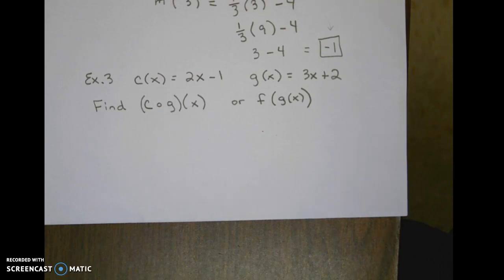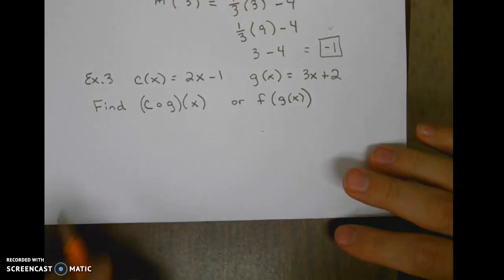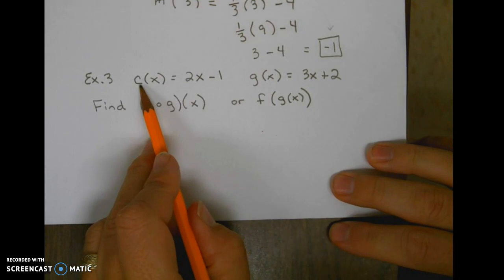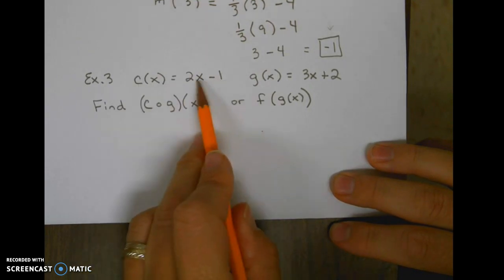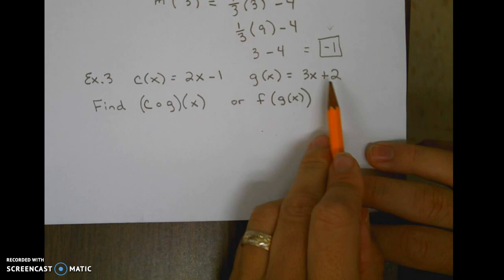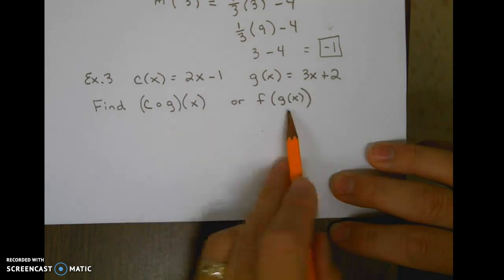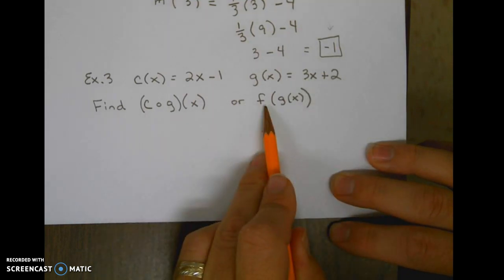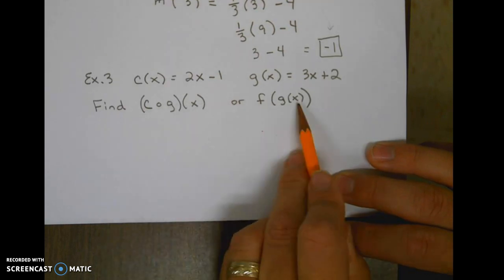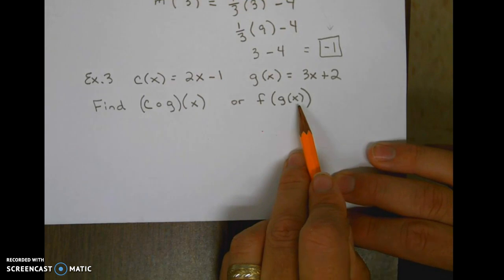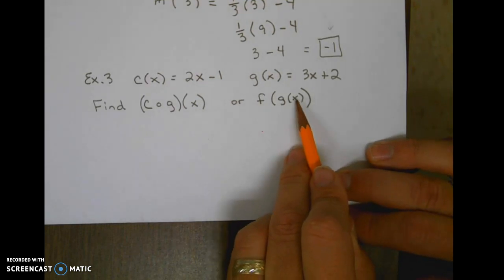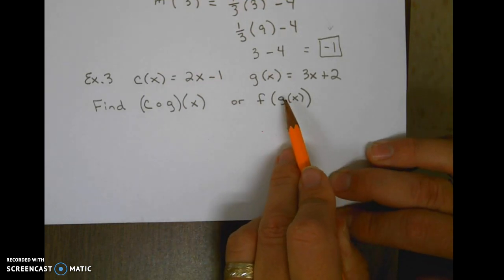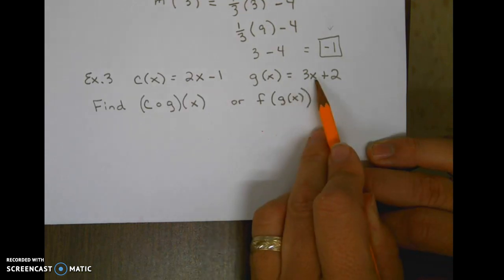Okay, example 3. Here we have function c, which is linear, and we have function g, which is also linear. And we have two different notations. You need to be familiar with both of them. Okay? So this one makes the most sense to me. Here we're plugging x into g. Well, it's already in there. So there's really nothing to do here.